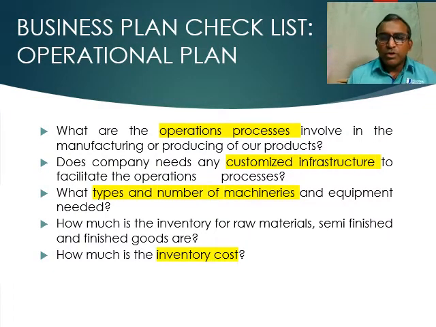This is on the operational plan, and then you have to look into the operation processes. Maybe you need to make a flow chart if it is making some kind of product. So you need to identify who does what, how many laborers you need, all that needs to be done. And then needs of any customized infrastructure, like my business. I need to have the grinder, the electric saw, and then the sieving instrument. So all that is under this operational plan, which is the type of machineries, and not only the type, but how many.